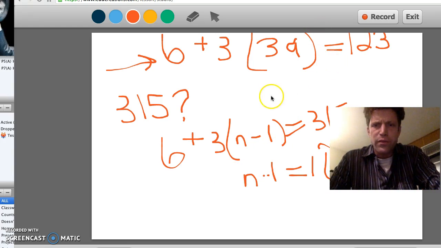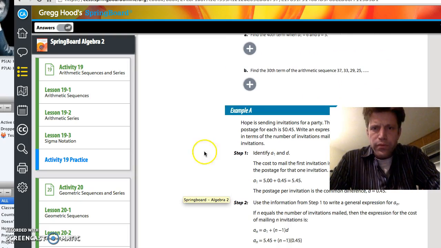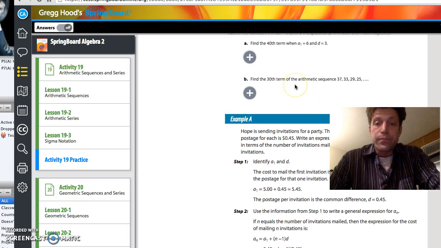That's all on arithmetic sequences, I think. You can look at a few more problems here to practice yourself. And find the 30th term of this sequence. 37, 33, 29, 25. What's the catch? What's tricky new about this one? You have to figure out the common difference yourself. It's -4. It's negative.